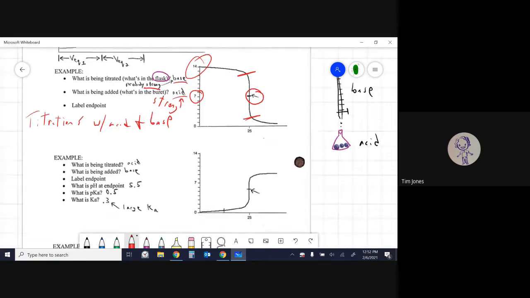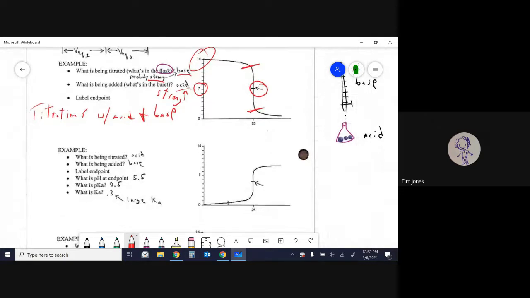All right, next one. Make a little more room here so we can see what's happening. What's being added? Well, we're starting at low pH, so it's an acid. That means what's being titrated is an acid, and what's being added is a base. Label the endpoint. It's right there, halfway up the jump. What's the pH at the endpoint?